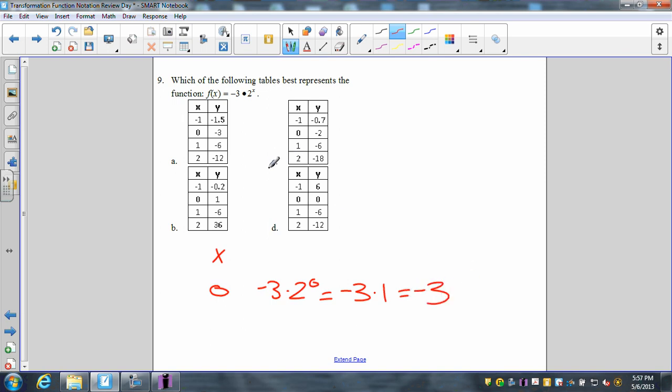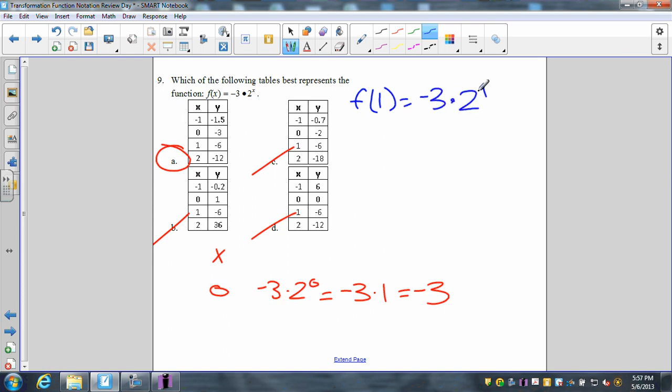So let's go through each one and see which ones have 0, -3. 0, -3, A is good. 0, 1, B is gone. 0, -2, C is gone. 0, 0, D is gone. A must be the right answer. If you don't believe me, try finding f of 1 and see what you get. You get -3 times 2 to the 1 power.